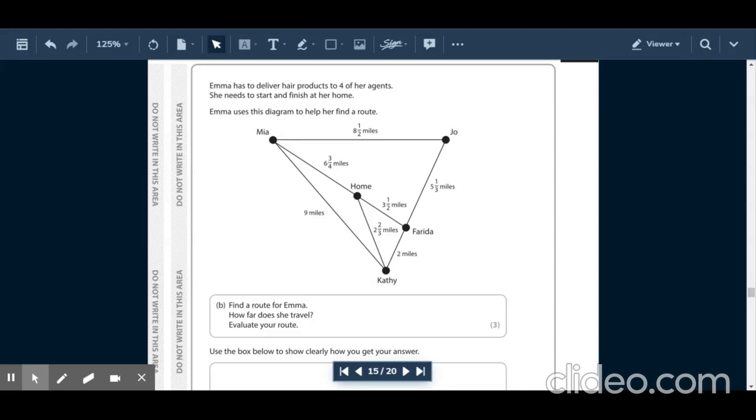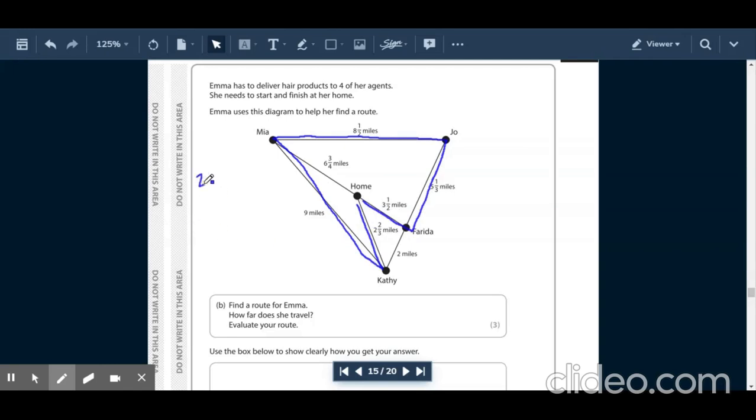The very last bit says, evaluate your route. And I'm going to talk about that in a moment. So just as an example, one way you might do this is say, I'm going to start at home, and then I'm going to go to Kathy's. I'm going to go all the way up to Mia, and then to Joe, then to Farida, and then to home again.